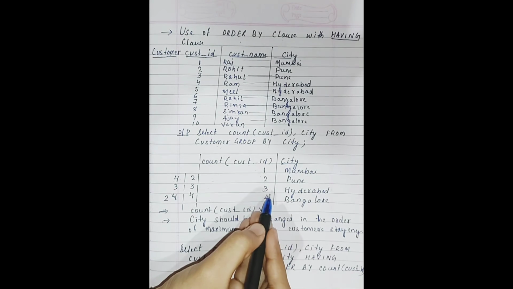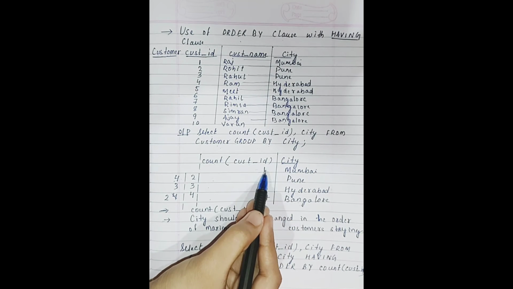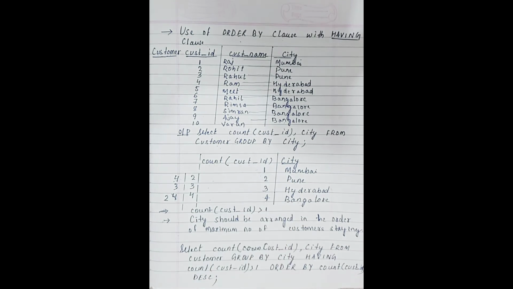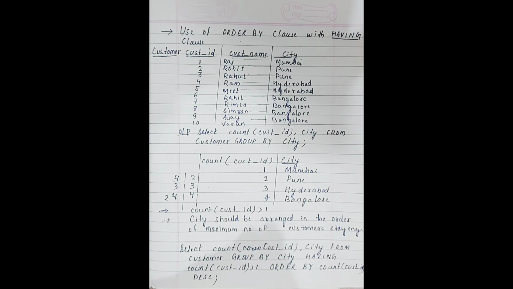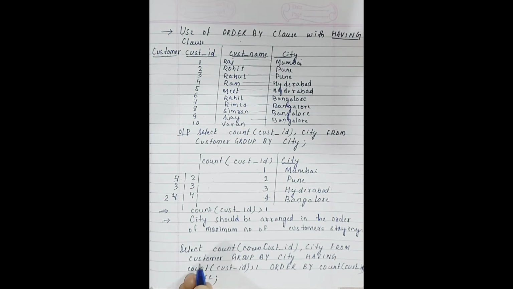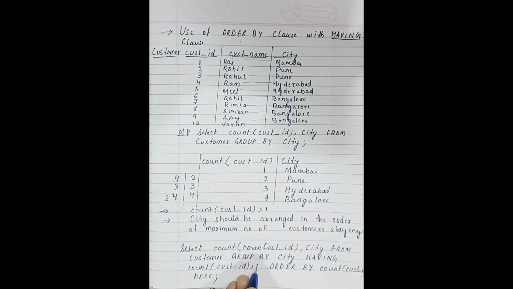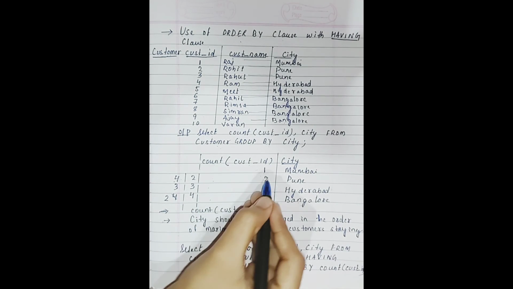As we know that when we want to filter out anything, for the first condition, we will use having clause, because when we are using any aggregate function we can't use where clause, so we will use having clause here. So the query will be select count cust ID, city from customer group by city, then having count cust ID is greater than 1. Up to this it will discard the Mumbai city with the count cust ID 1.